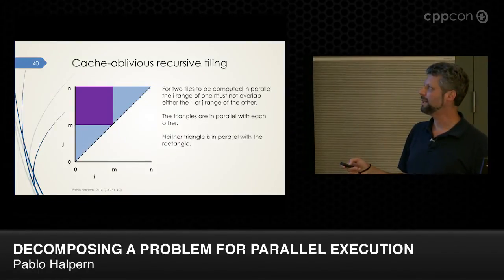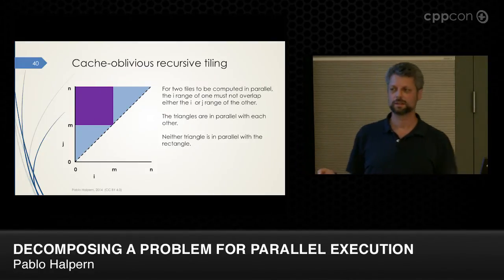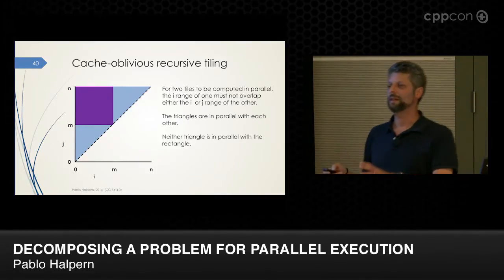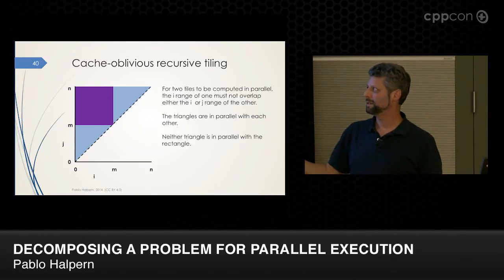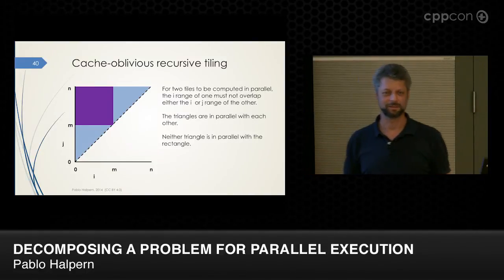But they are not in parallel with the square or the rectangular piece here because they have overlapping I and J ranges. Okay. Given the time constraints, you may have to, it took me sitting at least 2 minutes to completely absorb that. But trust me, these don't overlap and these do overlap.